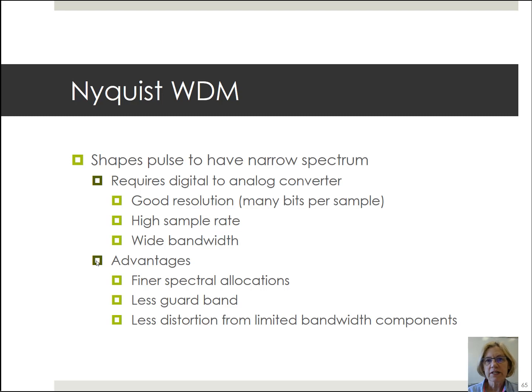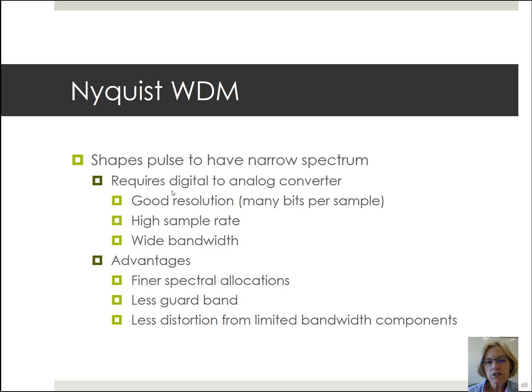So the advantages of going to the Nyquist WDM is that we can have finer spectral allocations. I said we could go up to the maximum of the digital analog converter, but of course we can always use narrower bands also. And with this shaping, we get very sharp cutoff on those narrower bands. So going with the Nyquist WDM allows finer spectral allocations. And because we can make the cutoffs so sharp in Nyquist WDM, it also means that we should require fewer guard bands or smaller guard bands in our transmissions.